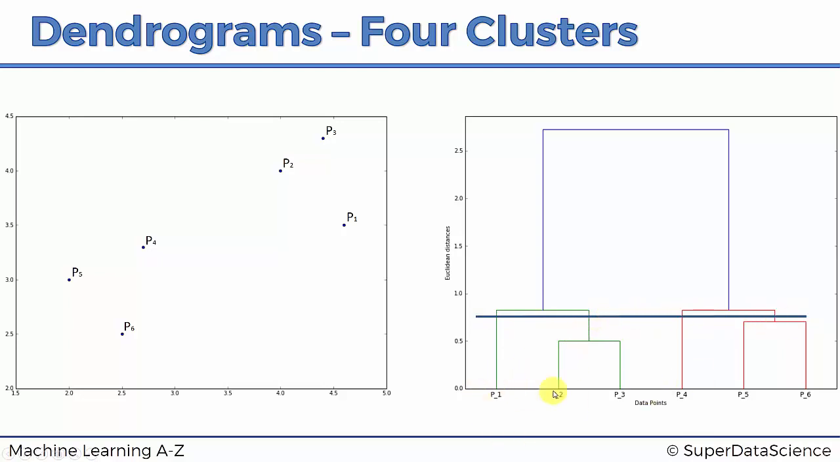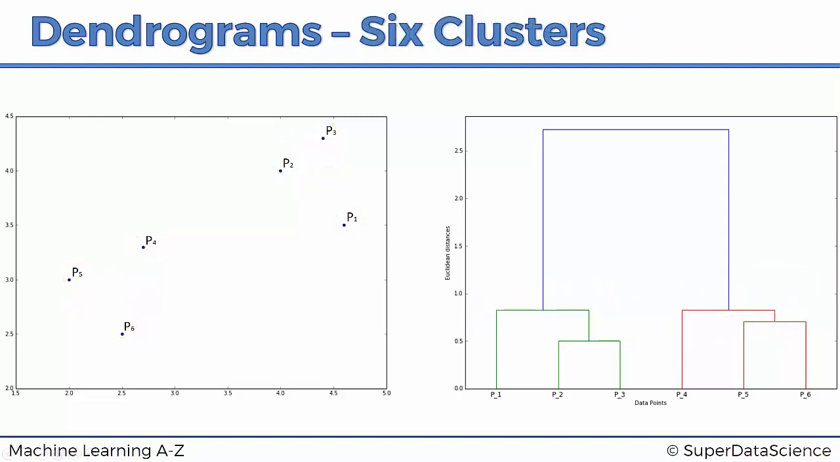So we're going to have a cluster P1, a cluster with P2 and P3, a cluster with P4, and a cluster with P5 and P6. Let's have a look. 4 clusters, and there they are. So that is what we're going to get if we set the dissimilarity or distance threshold at that level.